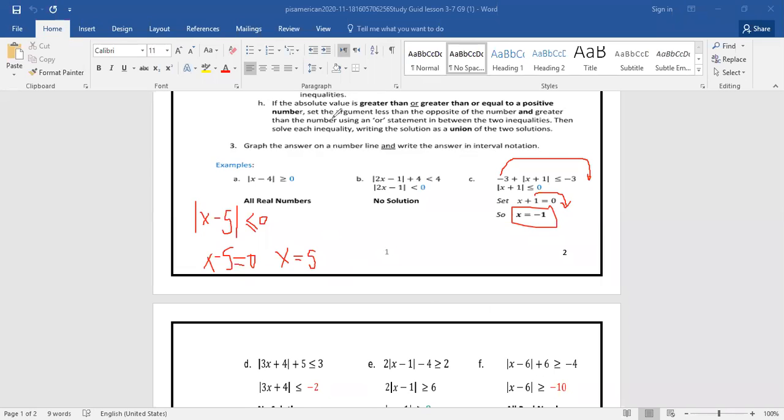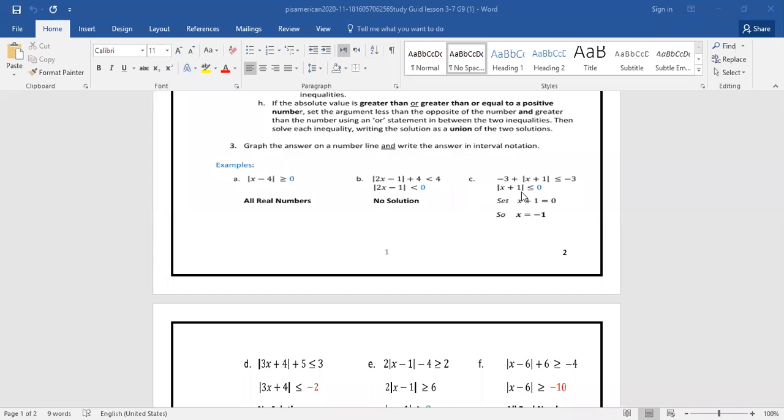Okay? Then, as you can see, now we have 3 cases with 0. First, absolute value greater than or equal to 0: yes, all real numbers. Absolute value less than 0: it's impossible to find any number to satisfy this inequality, so the answer will be no solution. The third one, absolute value less than or equal to 0: then you will find only one value.